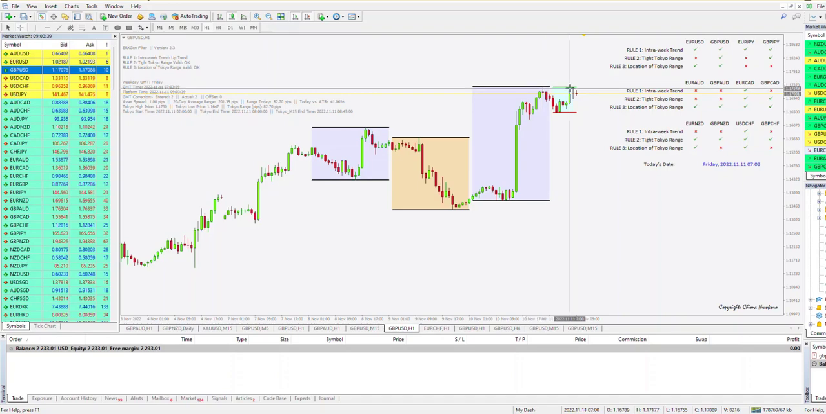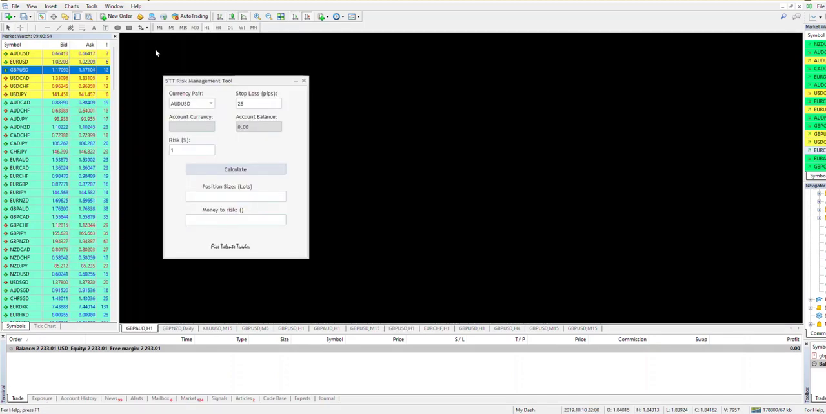First of all, what's my risk going to be? Wow, the risk on GBP USD is quite wide. So 98 pips, about 100 pips. So I go to the risk management tool, 100 pips, GBP USD. I'm only happy to do, this is a test, just 1% of risk. So calculate. So it's 0.03.